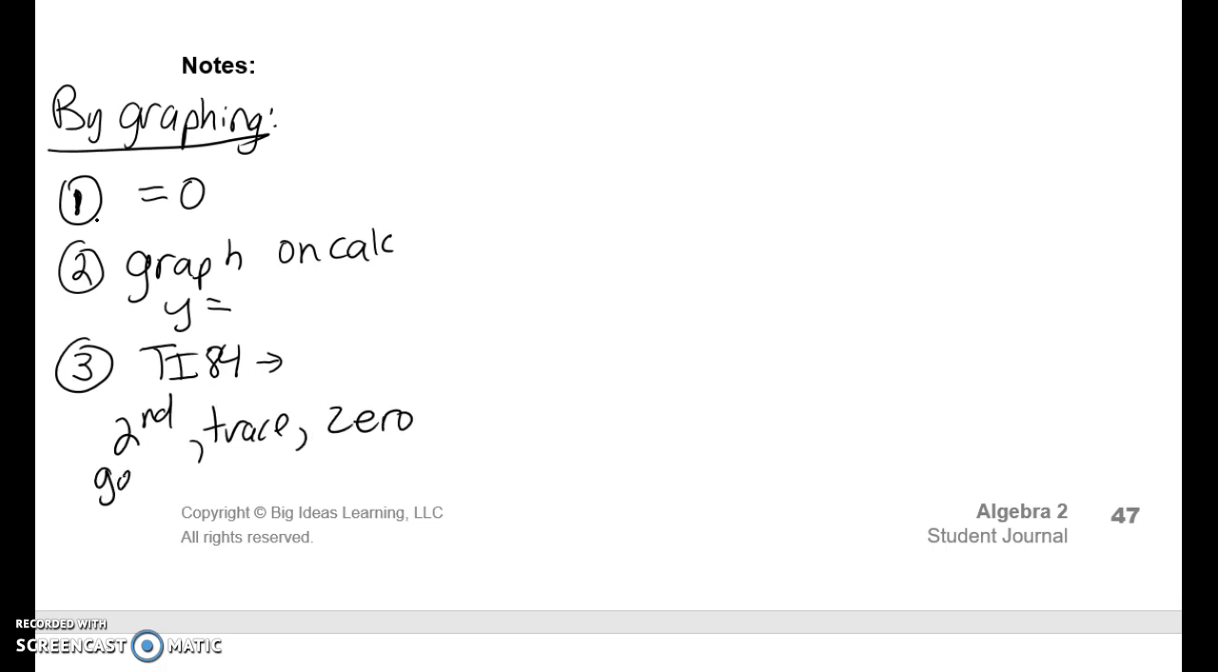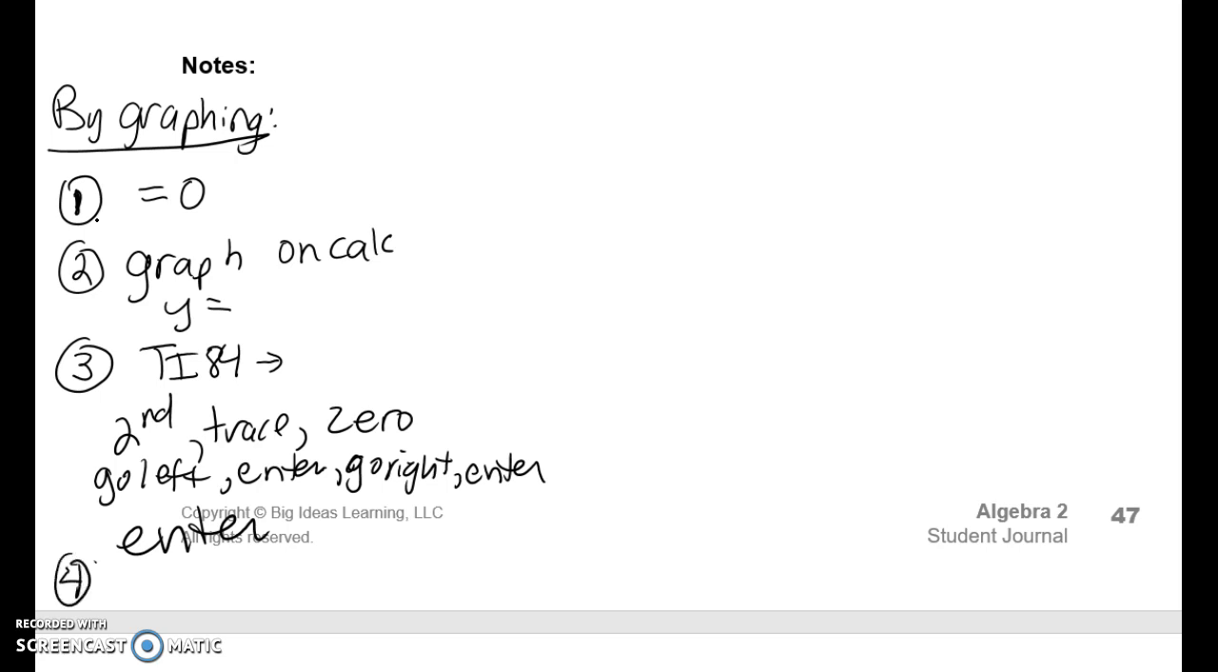You then need to go to the left of the 0, that's where it crosses the x-axis, and click enter. Then you're going to go to the right of the same exact 0, or the x-intercept, click enter, and then hit enter one more time. And it'll then calculate the 0, or where the graph crosses the x-axis. You'll then need to repeat that step for the other 0.